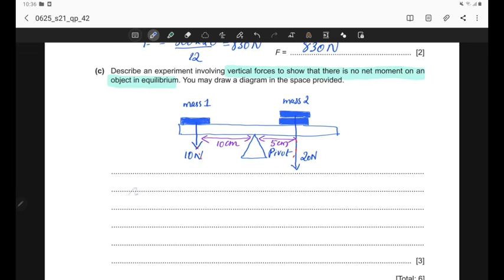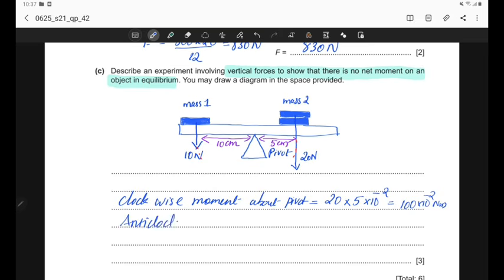So first we can calculate the clockwise moment about the pivot by the 20 Newton force, that is 20 Newtons times 5 centimeter, 5 into 10 to the power minus 2. You can even write meter, so no need to convert into meter again. So we will get 100 times 10 to the power minus 2 Newton meter. Likewise, we can calculate the anti-clockwise moment.